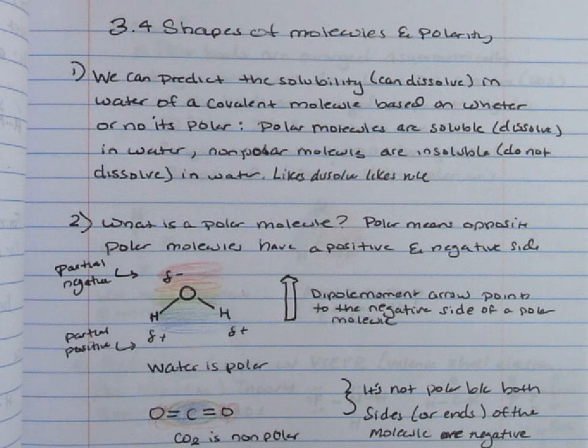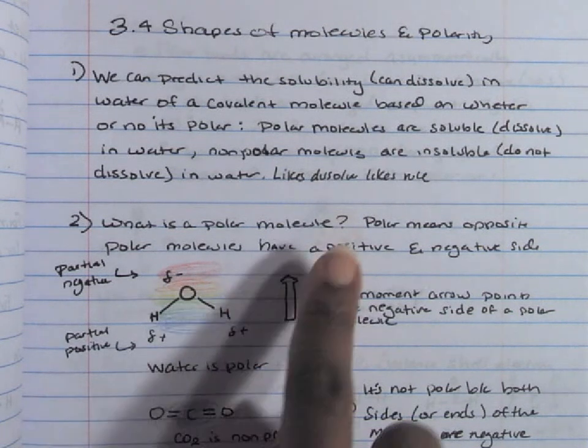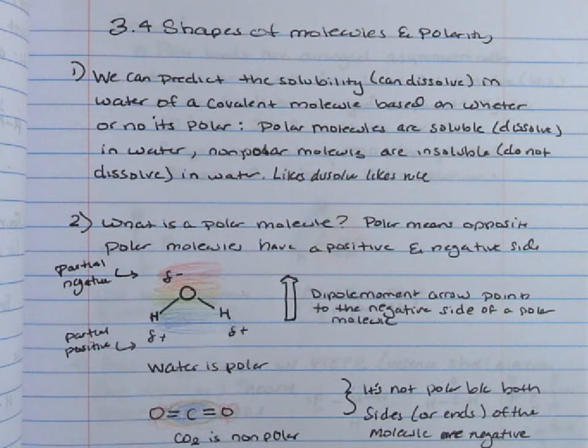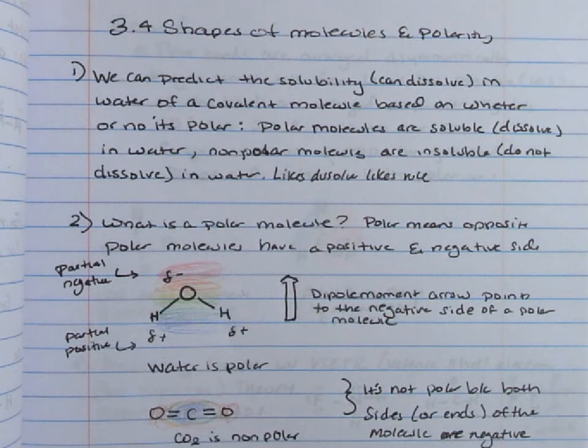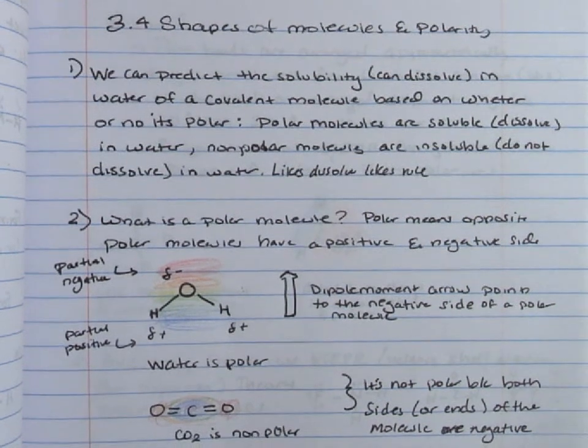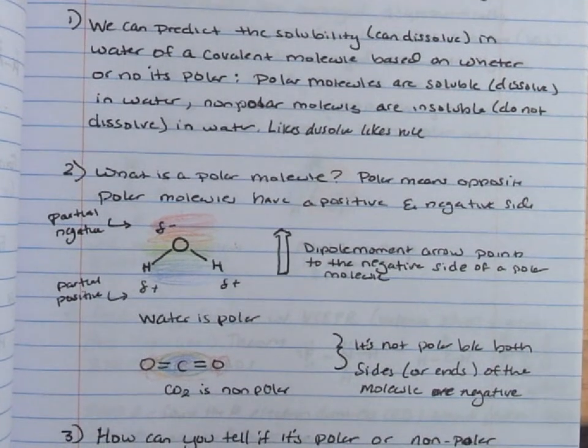We know that covalent molecules can be soluble in water, meaning they can dissolve in water, or insoluble, meaning they cannot dissolve in water. And we can predict the solubility of covalent molecules based on whether they're polar or not. So polar molecules tend to be soluble in water, and nonpolar tend to be insoluble, do not dissolve. And that's because of something called the "likes dissolves likes" rule, which essentially means anything with similar polarities will dissolve one another. So let's talk about, well, what is a polar molecule anyway?